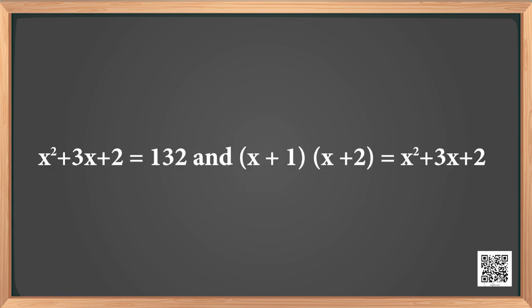x square plus 3x plus 2 is equal to 132, and x plus 1 times x plus 2 is equal to x square plus 3x plus 2. Both are algebraic equations as they contain variable x, constants and coefficients. Let us explore the difference between both of them.